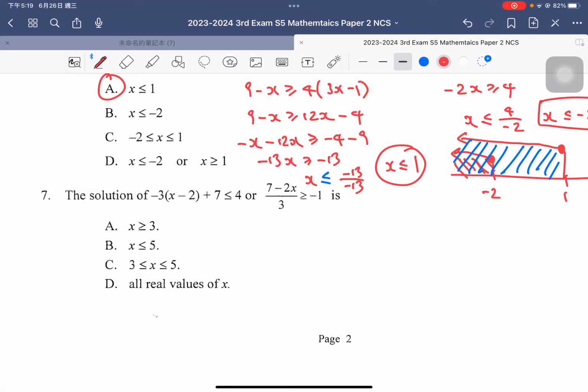Question 7 is about inequality as well. So we're just trying to solve it using our technique. It's connected by OR. So first of all, we solve the first part.